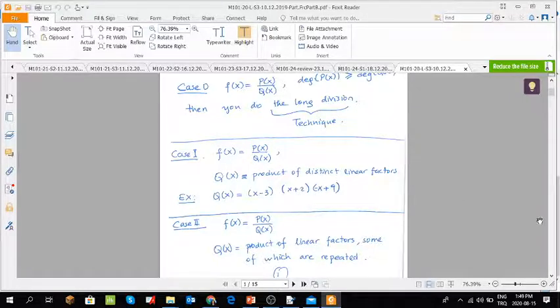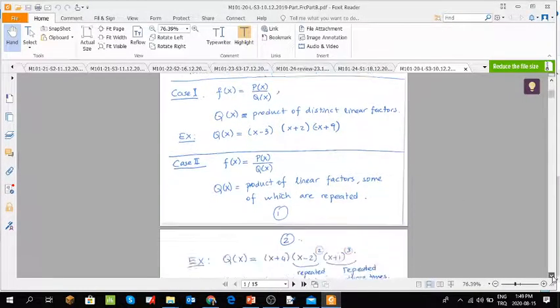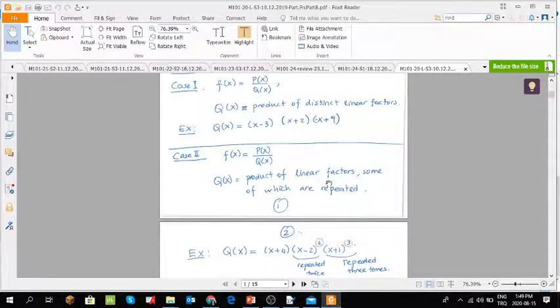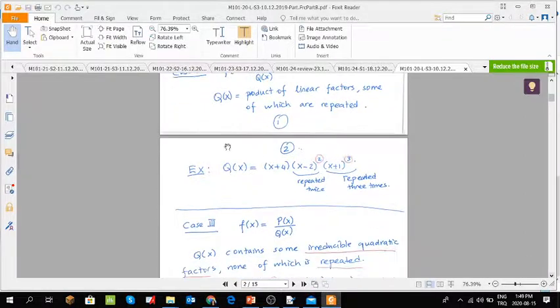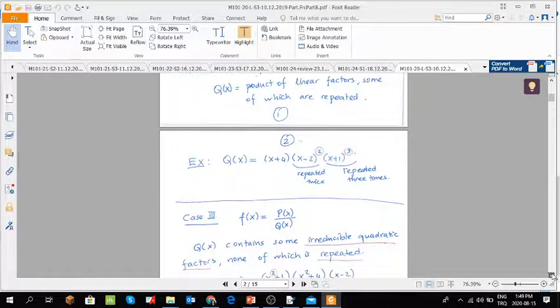This is case 1. Case 2, p over q, where q is the product of linear factors, some of which are repeated. For example, this q: x plus 4 is not repeated, but x minus 2 is repeated twice, x plus 1 repeated 3 times. So this is case 2.